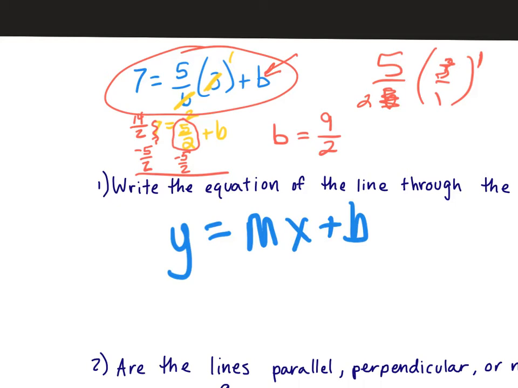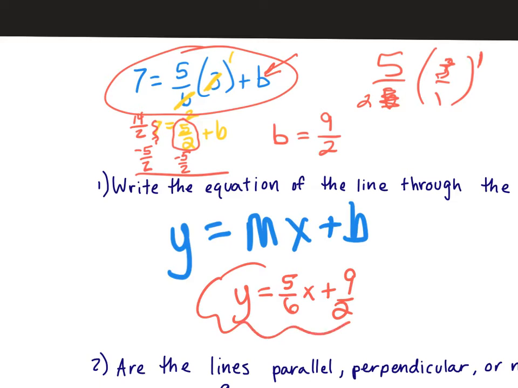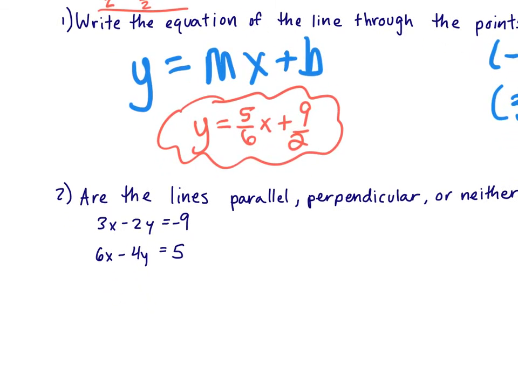So now we write our equation of our line. It's y equals, my slope was 5/6, x plus 9 over 2. And that would be your answer. But you have to find the slope and the y-intercept before you can give your answer. Now we look at the next question.